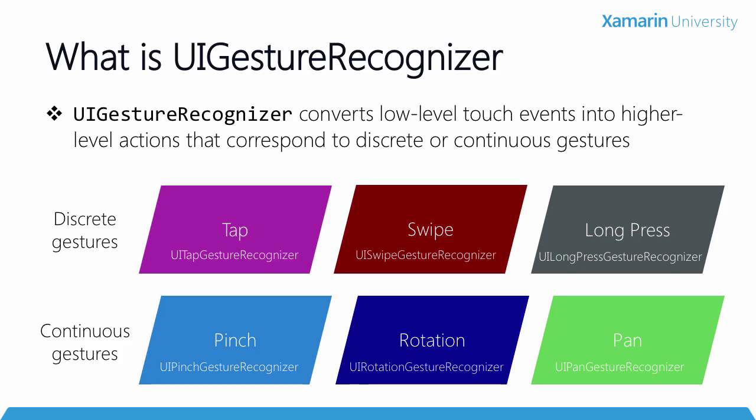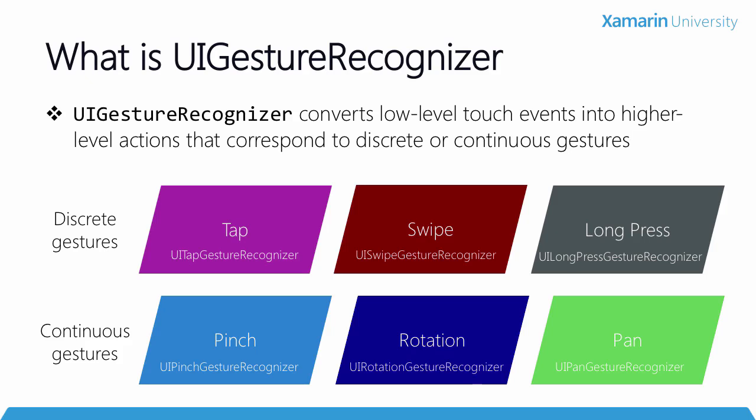We have the UISwipeGestureRecognizer, and this is so we can respond to swiping in any direction. UILongPressGestureRecognizer is for press and hold, or sometimes referred to as a long press or a long click. And then we have the continuous gestures. So there's UIPinchGestureRecognizer, and this is for pinching and spreading apart fingers, and very often associated with zooming or scaling. We have the UIPanGestureRecognizer, and this is for panning or dragging.